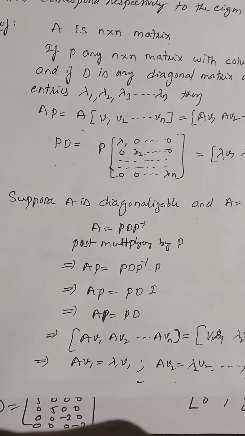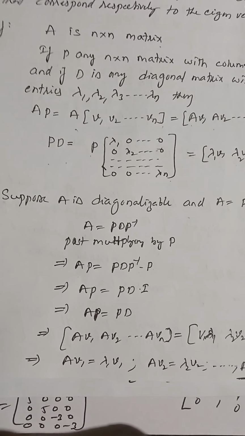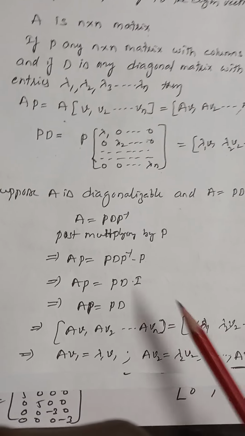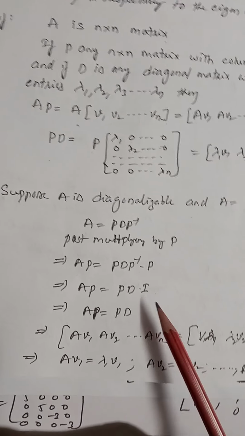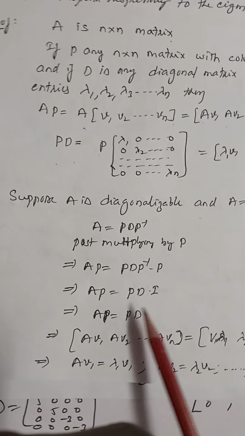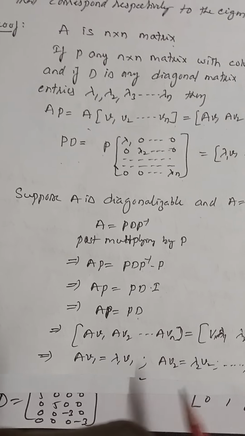That means P is a matrix, and we are multiplying a matrix by its inverse. Then we will get the identity matrix, which is nothing but I. That means A into A inverse is I, no? Like that, P inverse into P is I. AP is equal to PD into I. AP is equal to PD.